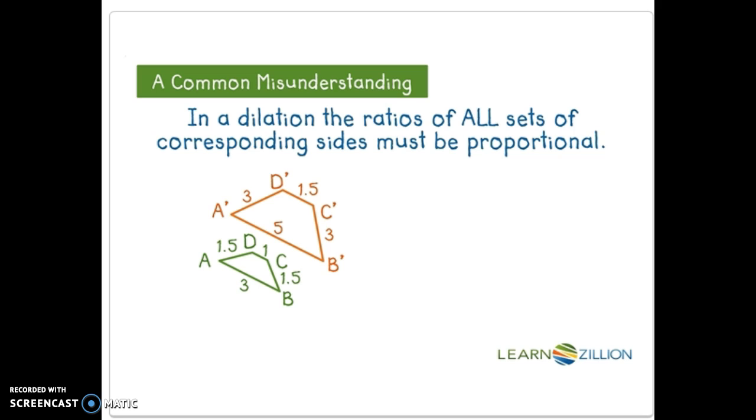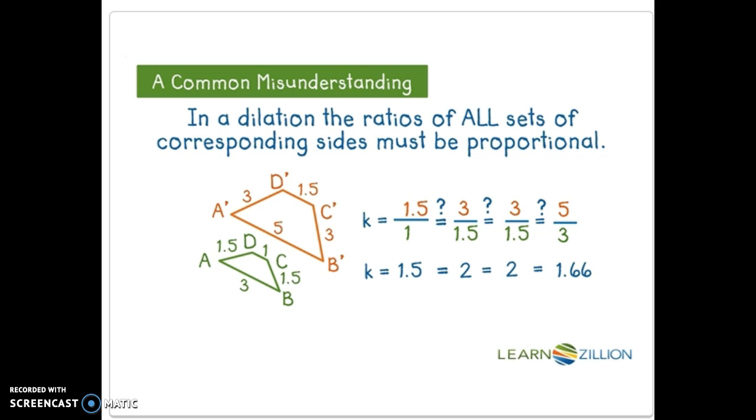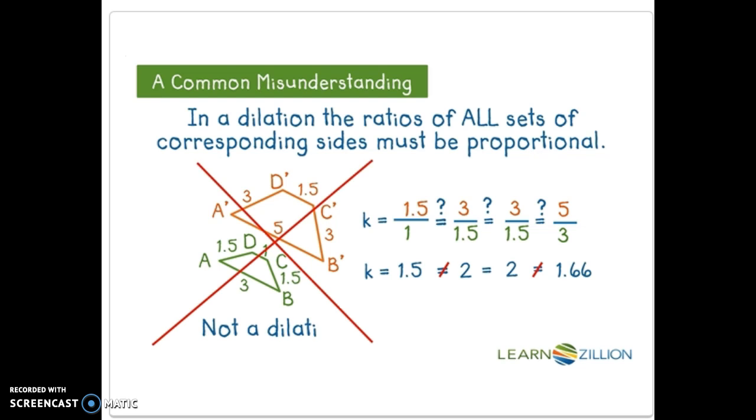So let's look at this diagram here. If we were to find K, we would take 1.5 for D prime C prime divided by 1 for DC, 3 divided by 1.5, 3 divided by 1.5, and 5 divided by 3. Those are the ratios of each of the corresponding sets of sides. When you simplify them, you get K equaling 1.5, 2, 2, and 1.6. Since they are not equal to each other, this is not a dilation, and there is no scale factor.